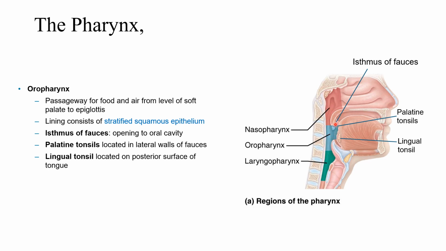And then also over here there are some tonsils present. We have palatine tonsils. These are the palatine tonsils, and then we have lingual tonsils. And then this isthmus of Fauces, what is this? This is the opening of the oral cavity into the pharynx. It just has a fancy name.